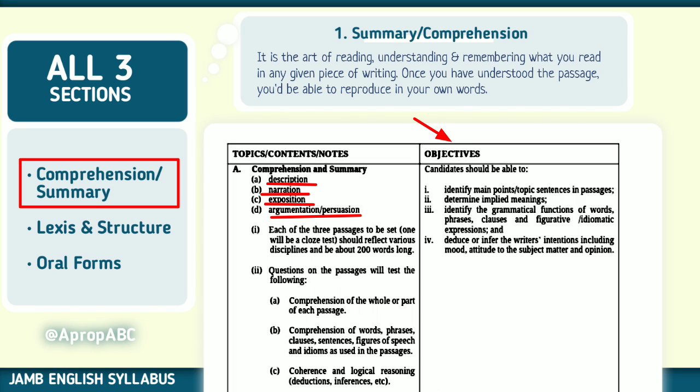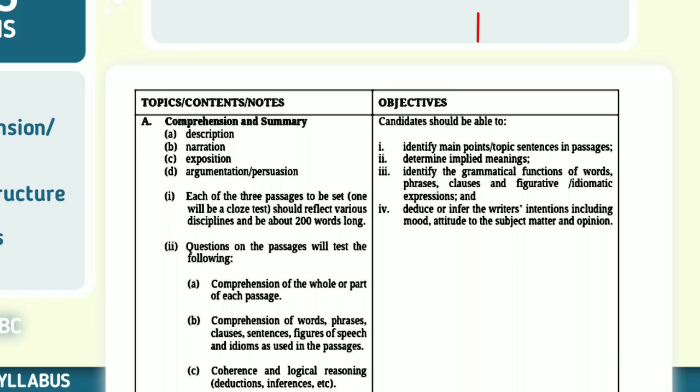Like I said in the last syllabus video I did, objectives are very, very important. They will want you to understand these objectives very well, because with these objectives they will coin their own questions. So under comprehension and summary, what are the objectives? You are told to identify main points or topic sentences in the passages. So you will do this effectively. Make sure you are very fast. Then determine implied meanings. What are the meanings of these particular words, of these main points that you have identified from the passages?